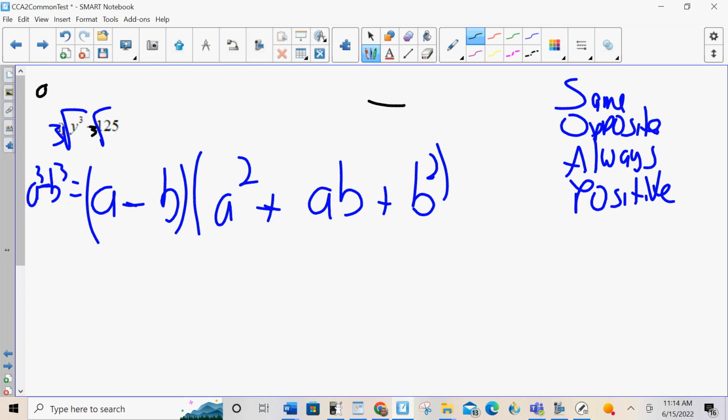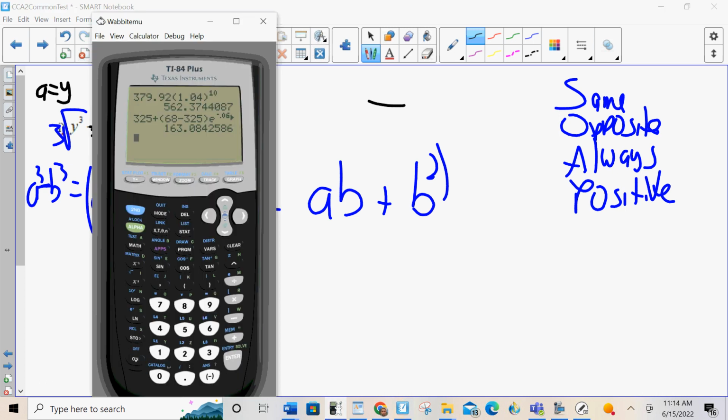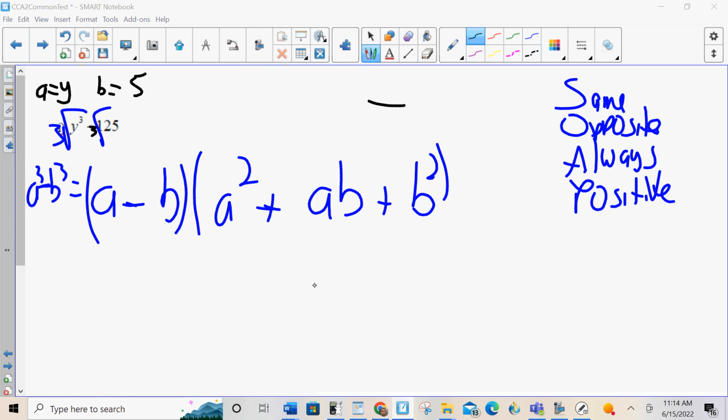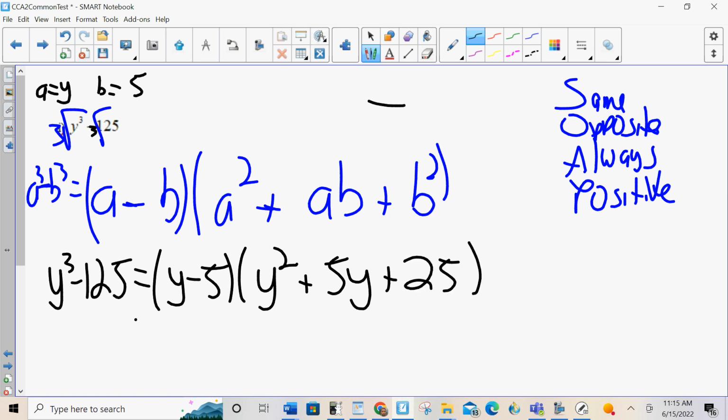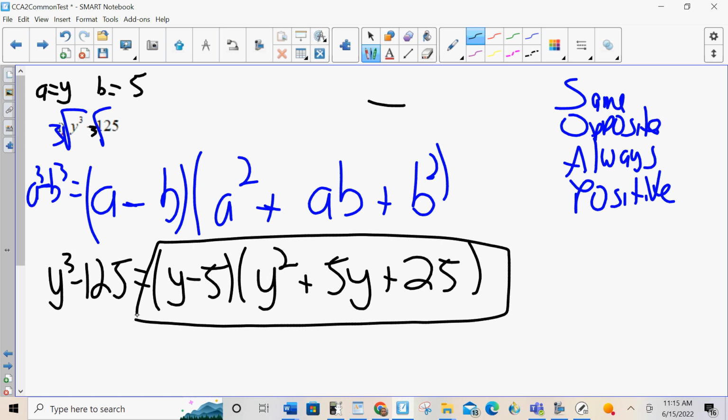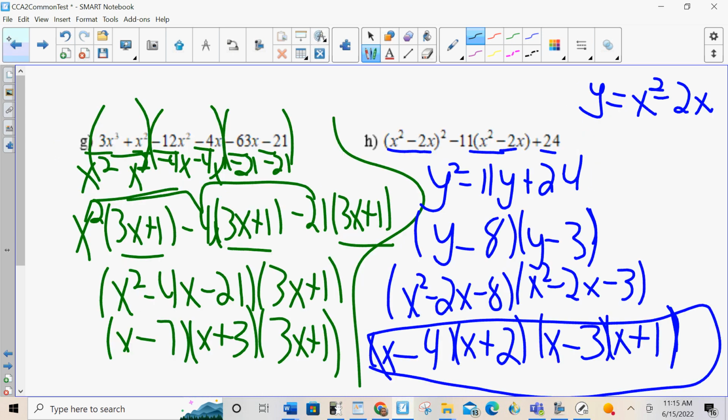Cube root of y cubed is y. Cube root of 125 is 5. And if you need to, you can go to your calculator to do cube root: Math 4, 125 is 5. So y cubed minus 125 equals (y minus 5). a squared is y squared, ab is 5y, b squared is 5 squared, which is 25. And that's it.